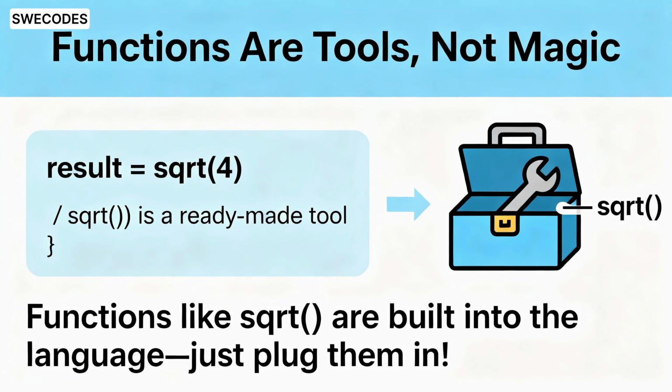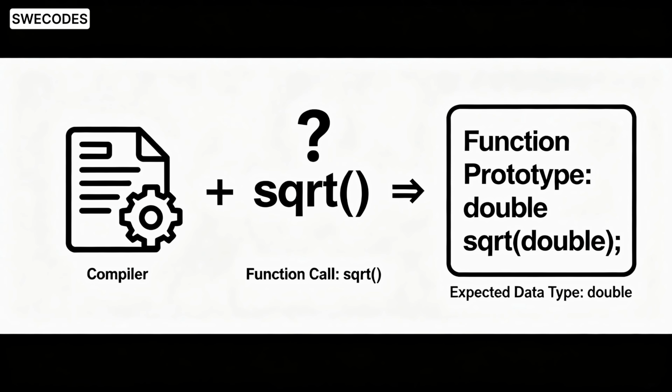Functions like SQRT are not magic, they're just ready-made tools built into the language, and you simply plug them in. But here's a crucial question. How does the compiler even know that SQRT exists or what kind of data it expects? That's where function prototypes come in.